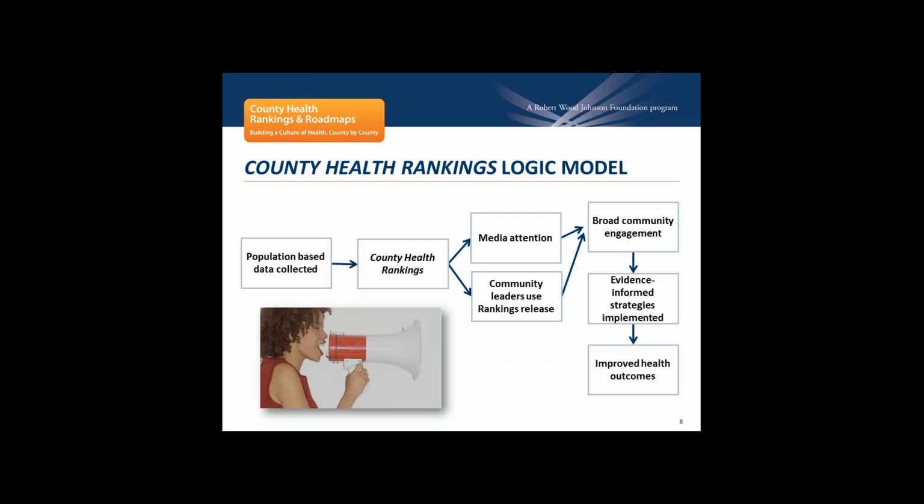This picture shows the thinking behind the rankings. It's our theory of change about how rankings can be a catalyst for action that improves the health of everyone in your community. We start with population-based data from a variety of sources. Then we use that data to rank the health of nearly every county in every state. The rankings take several different pieces of data and simplify them. They give communities a quick and easy snapshot of their health and of the many factors that impact how well and how long people live. Each year, the rankings release, which is in the spring, generates national, regional, and local media attention.